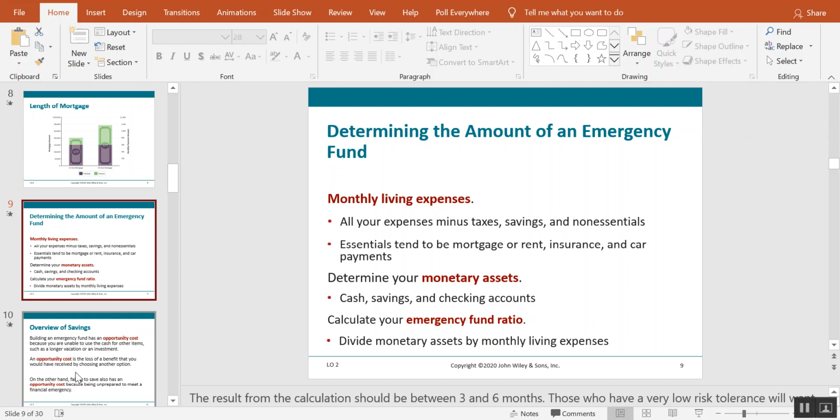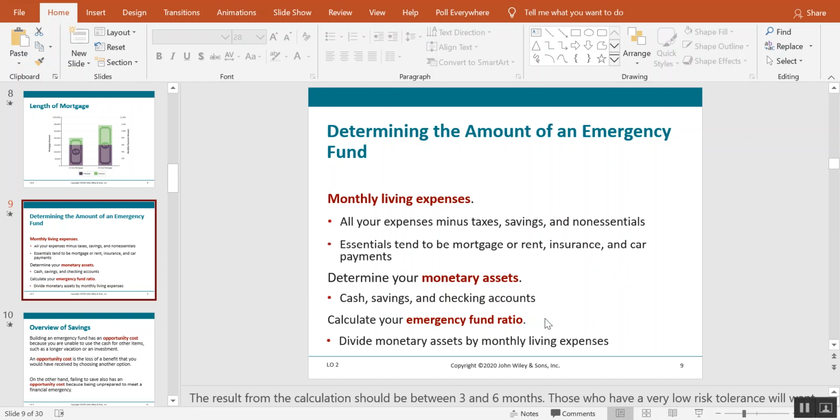So you figure out what your monthly living expenses are, minus any taxes. You go look at your monthly expenses. What are they now? And then you take out those things that are not essential, things that you could do without, or things that you could get rid of if you didn't have the money for those at a particular time. If you went into an emergency situation, essentials are going to be things like mortgage or rent, insurance, car payments, groceries, utilities, things like that.